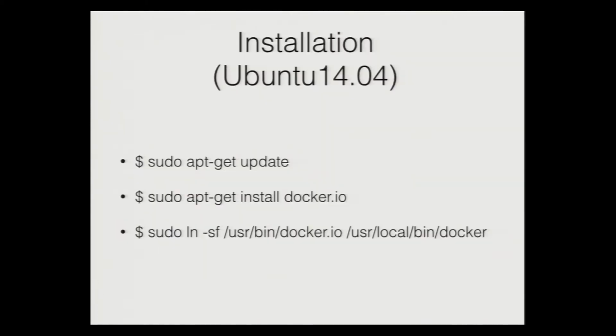So let's talk about how to install Docker. You might think it's very hard, but in fact it's very easy in a modern Linux distribution. For example, on the latest version of Ubuntu, you only need to update your package manager and then install docker.io. And the last step is to make a link from the docker command to docker.io, so you can easily type docker instead of docker.io.